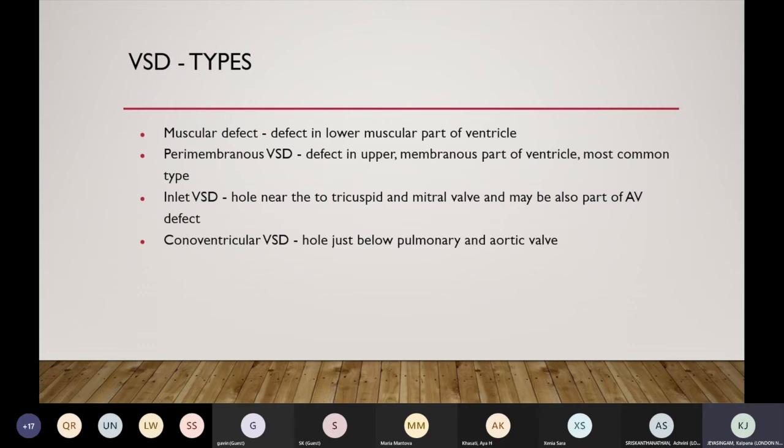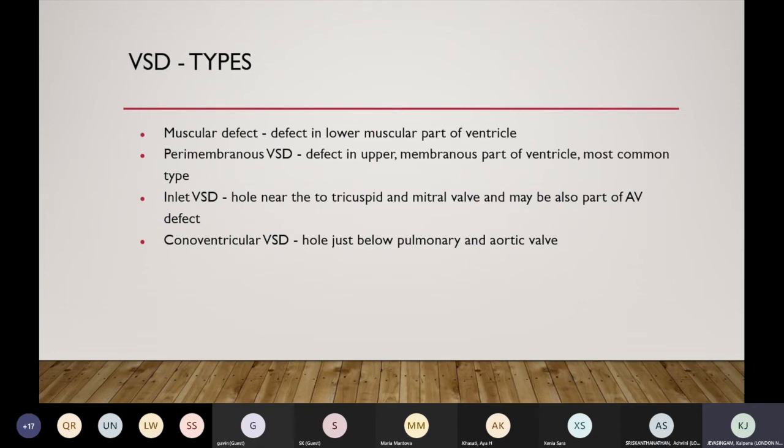The muscular defect is a defect in the lower muscular part of the ventricle, the bulkier part, whereas the perimembranous type is a defect in the upper membranous part of the ventricle, and that is the commonest form. Sometimes you have an inlet VSD, like a hole near the tricuspid or the mitral valve, and it may also be part of the AV defect.